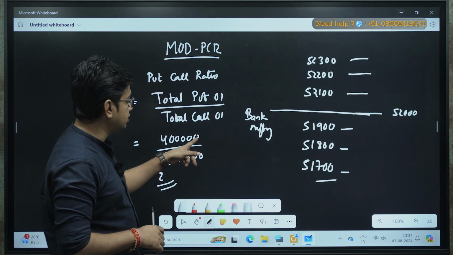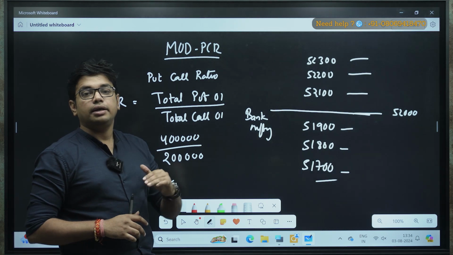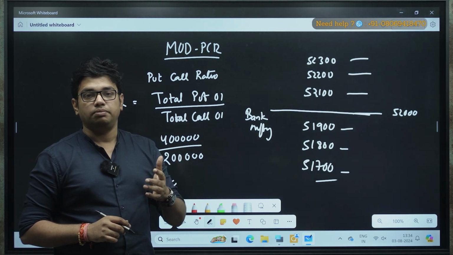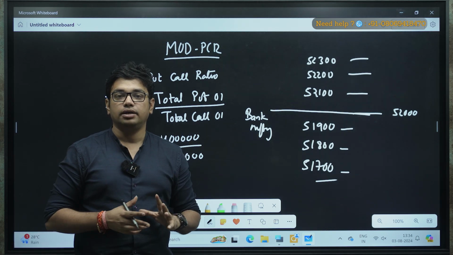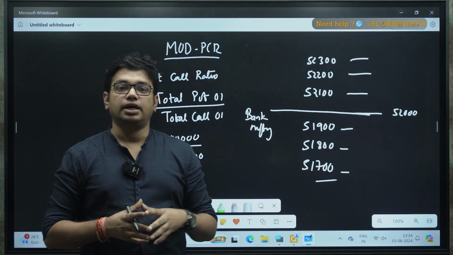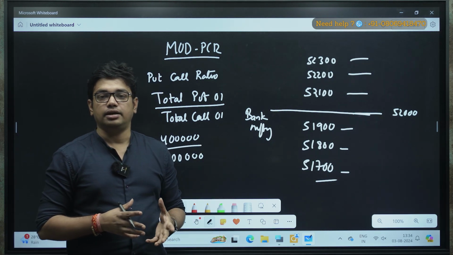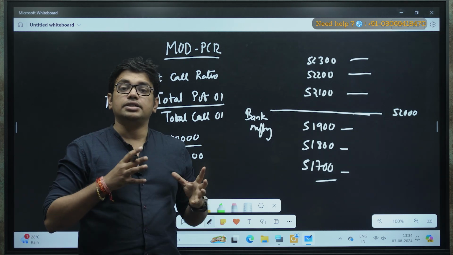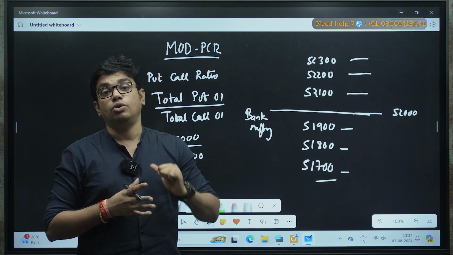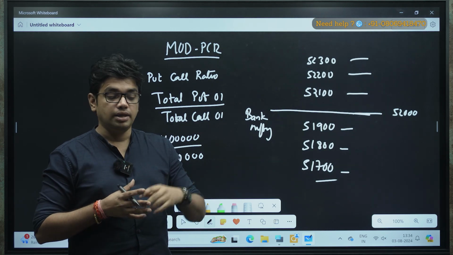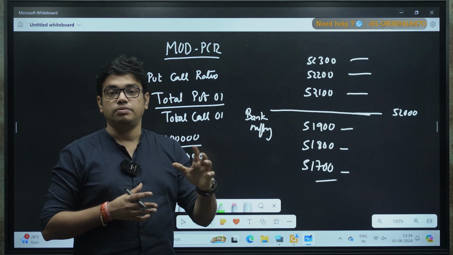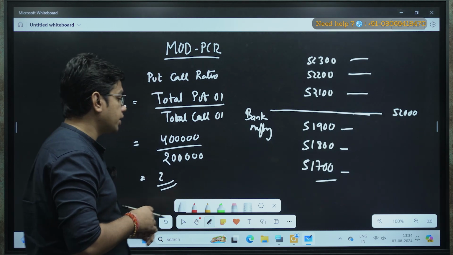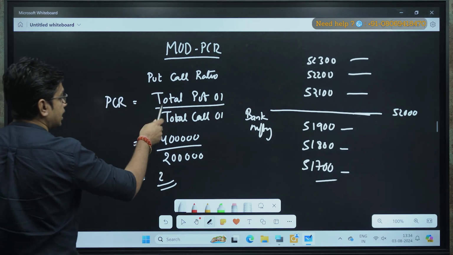We can see this through this figure also. The PCR ratio is showing more than 1, which means put option writers are heavily writing their position. So it will generate a sentiment that the market might go up from this particular level. Okay, so this is how PCR is calculated.